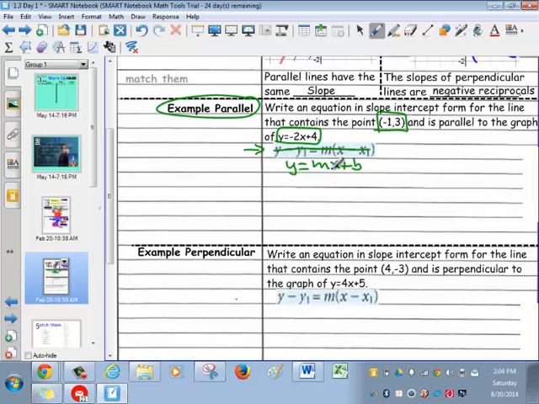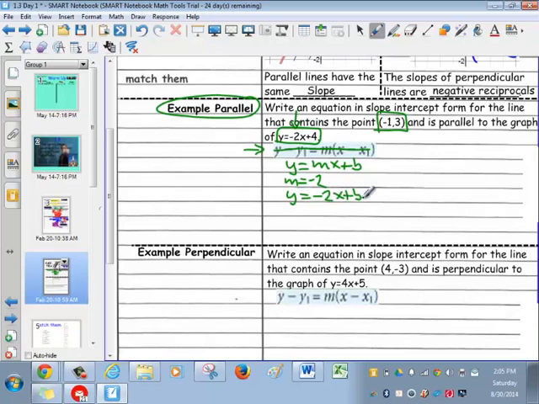Well, we know that this new line that goes through this point is parallel to this line. And if they're parallel, we know they have the same slope. So what's the slope of this line right here? Well, it's the coefficient in front of the x. So the slope of our new line is -2. So let's put this here. M is -2. Okay? So since we know the slope of our new parallel line is -2, we can plug that into this formula. So we have y is equal to -2x plus b.